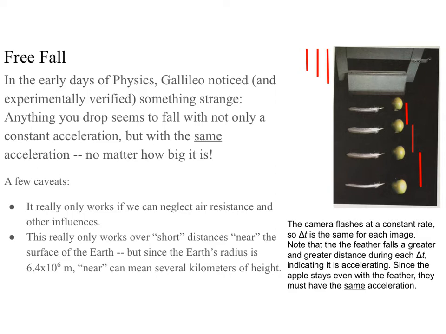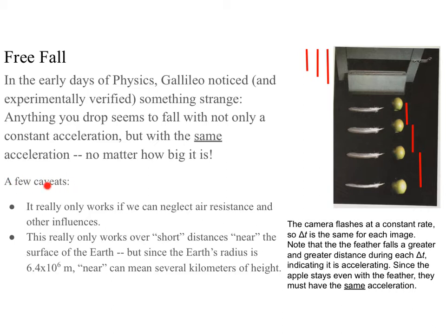And I want to stress here that there's two ways we can say that things have a constant acceleration. One, their acceleration doesn't change, duh. But two, they have the same constant acceleration, and that's the case for free fall cases. Here we have the cameras flashing at constant rate, so delta t is the same for every image. The feather falls a greater and greater distance, which indicates accelerating, and the apple stays even with the feather, so it must have the same acceleration.